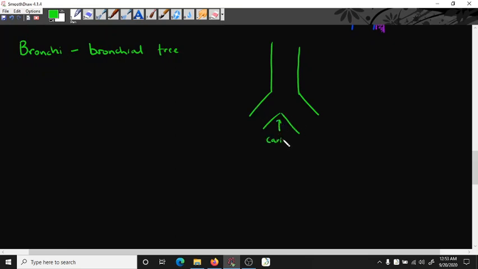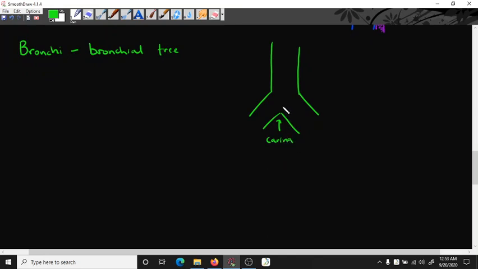Moving down from the trachea, we get into the bronchi, or the bronchial tree. And this starts this huge network. Here's the trachea, and it's going to separate into the right and left primary or main bronchi. This area where it separates is called the carina.